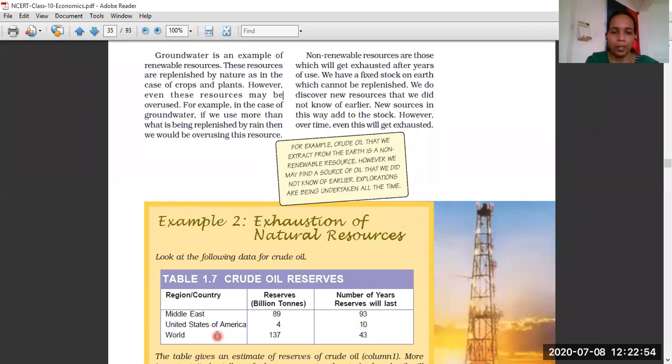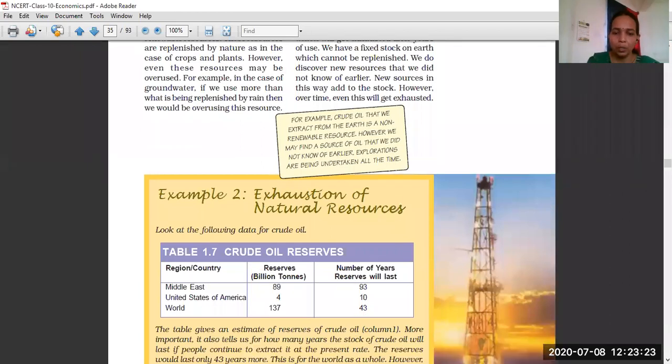The situation of the United States of America is very much worse. The reserves are only 4 billion tons, and if the rate remains the same, it could be used only for a further 10 years. For the complete world, the figure is given: 137 billion tons are there. It can be used for the upcoming 43 years. After 43 years, it is completely vanished from the earth.